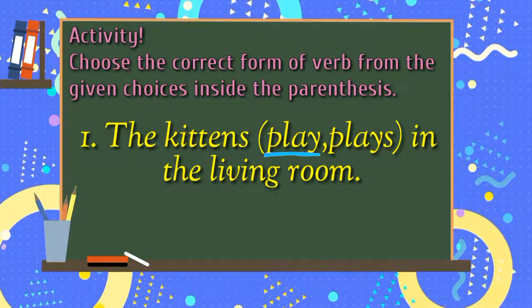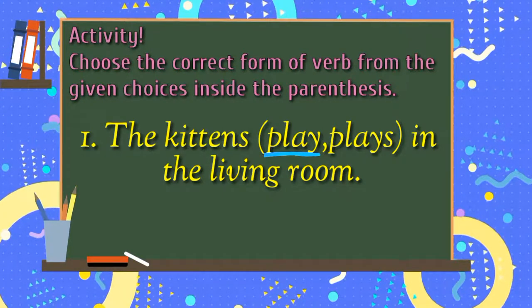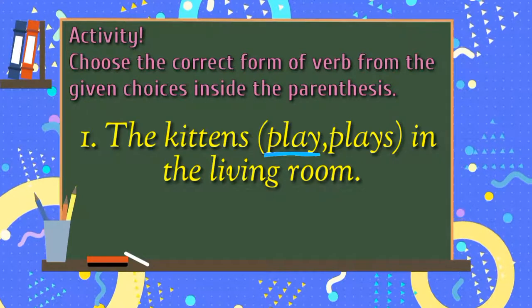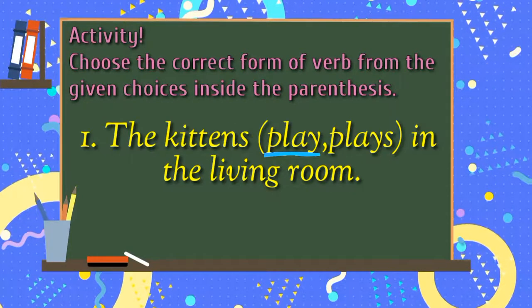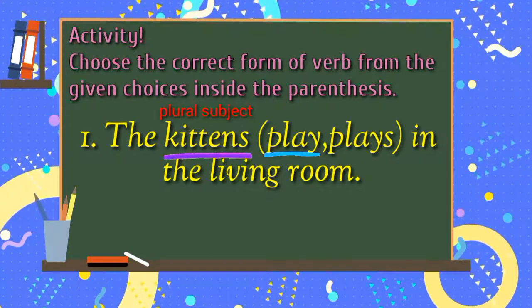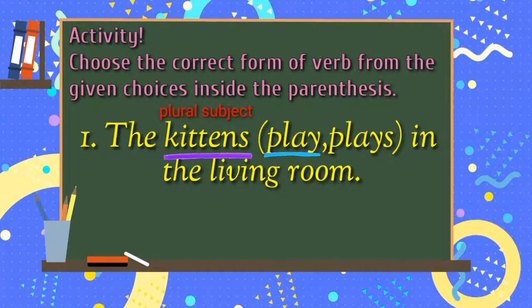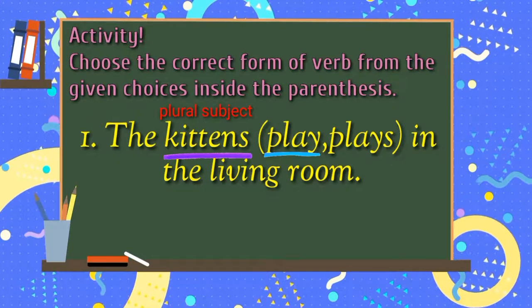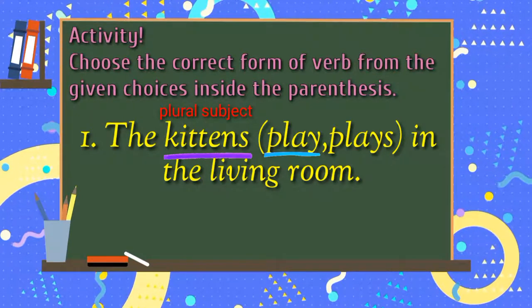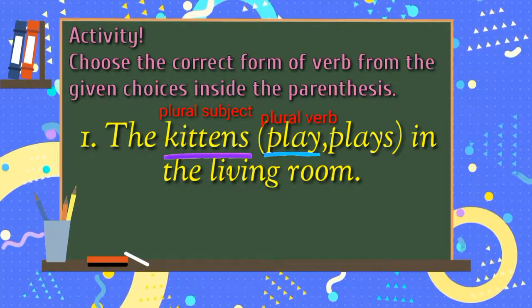What is our subject in the sentence? Great! Our subject is kittens. Kittens is a plural subject, therefore it must take a plural verb. Don't forget, we will not add s at the end if we have a plural verb.